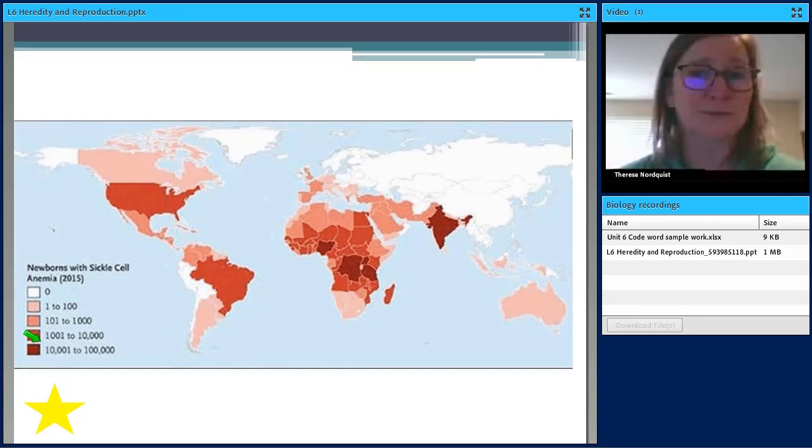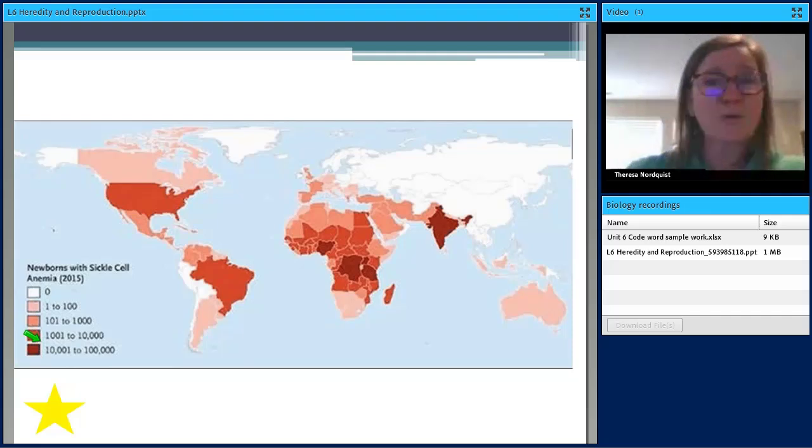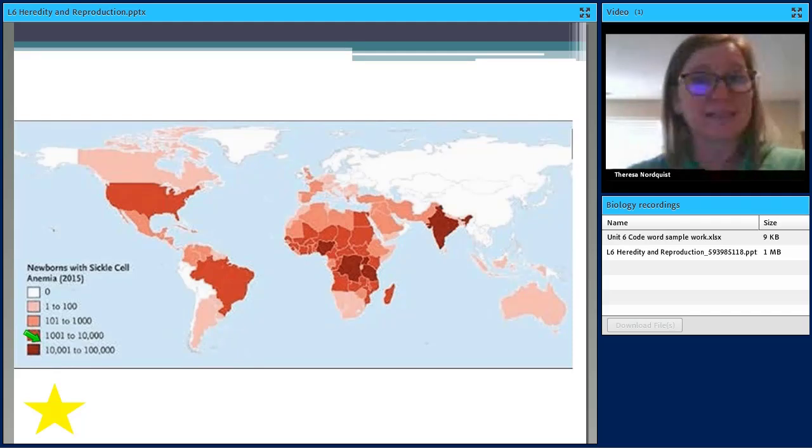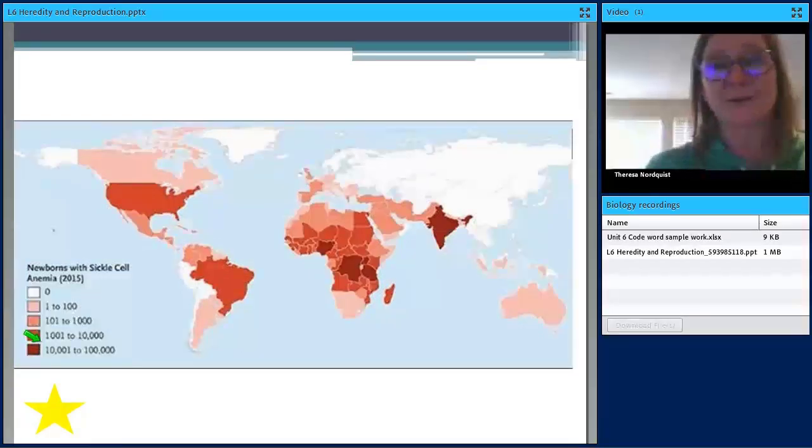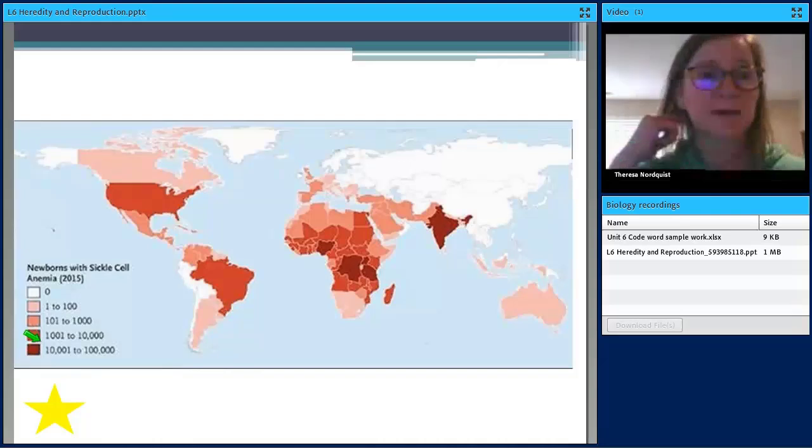And if you reproduce with someone else who is also heterozygous, because they've been able to survive better, then you have a 25% chance of your offspring having sickle cell anemia. So you see more babies born with sickle cell in areas where malaria is prevalent because you have that selection pressure, because people who are heterozygous have an advantage.